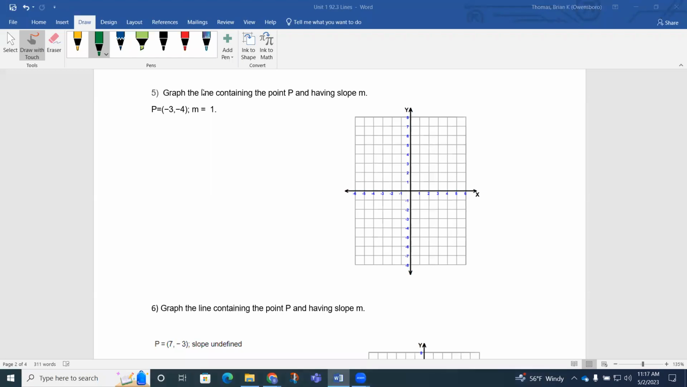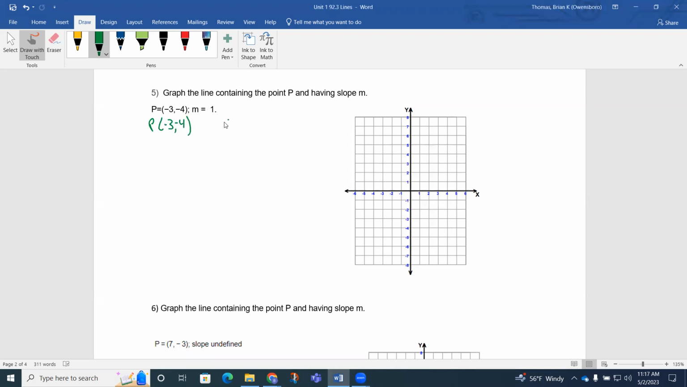So question 5 involving lines. Graph the line containing the point P and having a slope M. So again, to graph a line, all we need are two things, a point and a slope. So the point is going to be this -3, -4. So I think this probably was supposed to be written, the point is going to be point P, -3, -4.